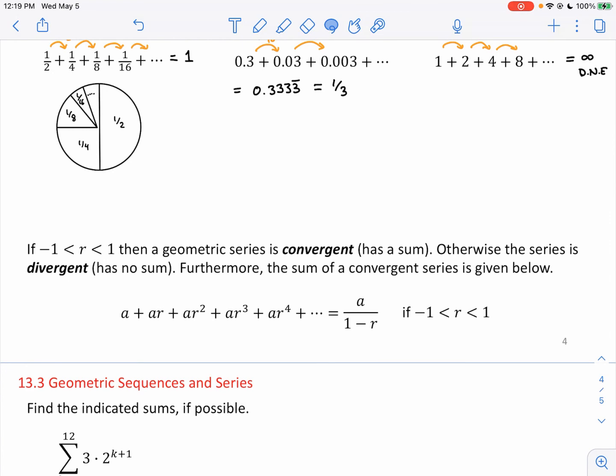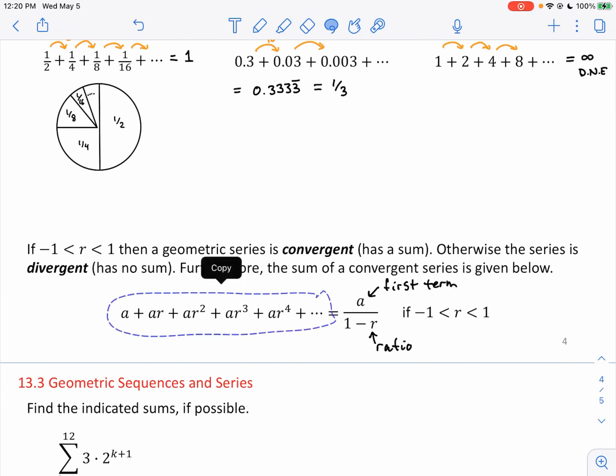Furthermore, the sum of a convergent geometric series is given below. So we have the geometric series written out, a plus ar plus ar squared plus ar cubed, etc. forever to infinity. It will equal a divided by 1 minus r, where a is the first term, and of course r is the ratio. So in words, you would say the sum of a convergent geometric series is the first term divided by 1 minus the ratio. And of course, this is only true if the ratio is between -1 and 1. Otherwise, you will say that the series here is divergent, has no sum.